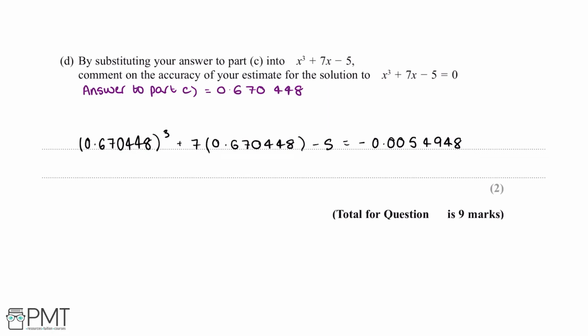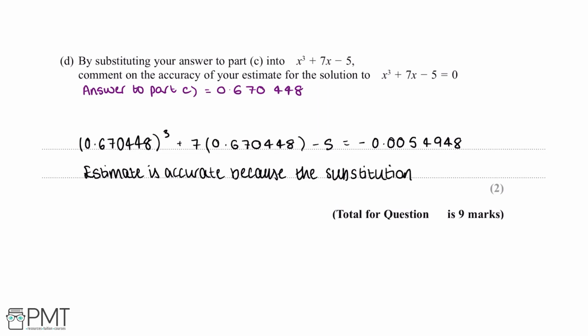So now the final thing we need to do is write down our reasoning. So we can write something along the lines of the estimate is accurate because the substitution gives us a value which is close to 0. Now this question's worth 2 marks. We'll get our first mark for substituting in our answer from part C into the given equation, and we'll get our second mark for explaining why the estimate is accurate.